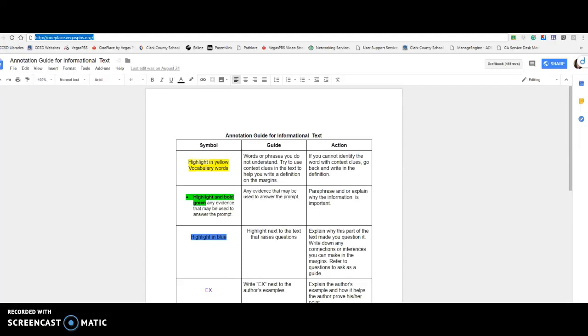Hello, this is Mrs. Bernal, and I'm here to go over annotations and also Diigo and how to go about using that. So right here we have our annotation guide.